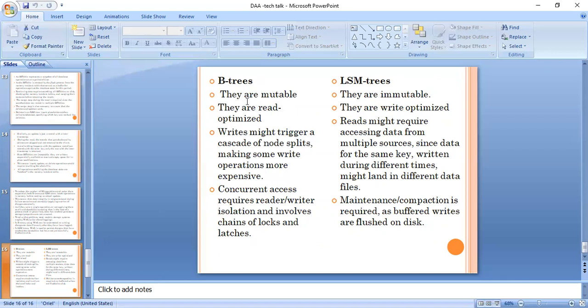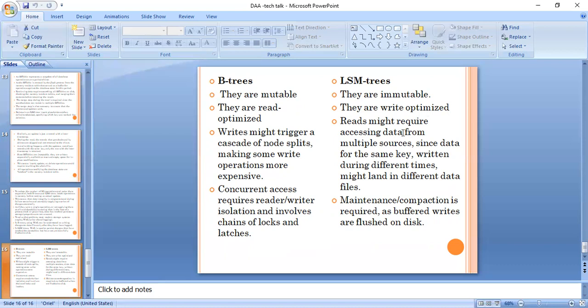In B-trees they are mutable. They are read optimized. And B-tree writes might trigger a cascade of node splits, making some write operations more expensive. Concurrent access requires read or write isolation and involves chains of locks and latches. In LSM trees, they are immutable, they are write optimized.